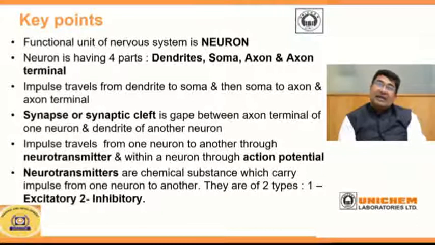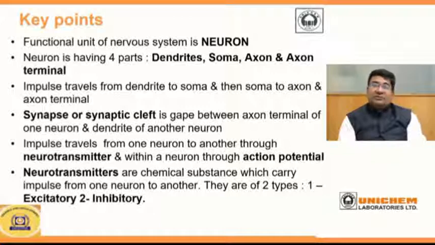Neurotransmitters are chemical substances which carry impulse from one neuron to another neuron. They are of two types: excitatory neurotransmitter and inhibitory neurotransmitter.